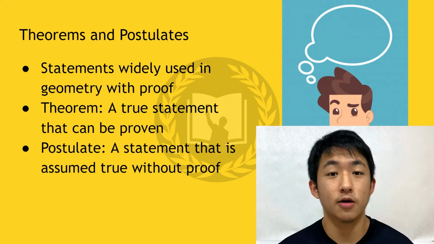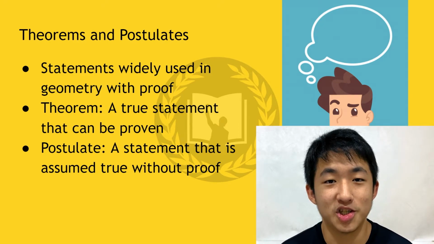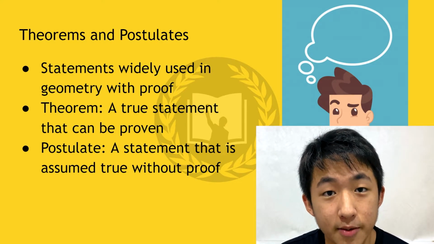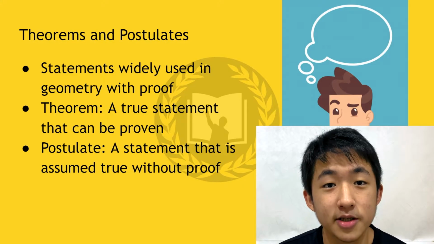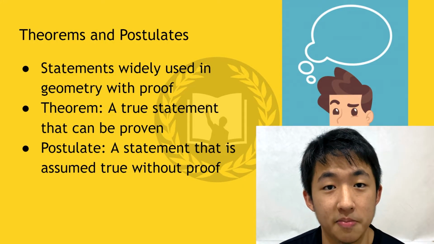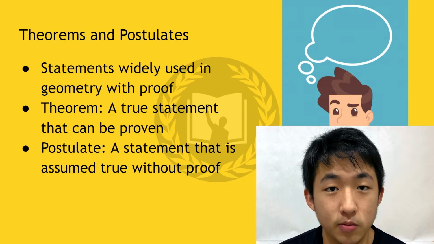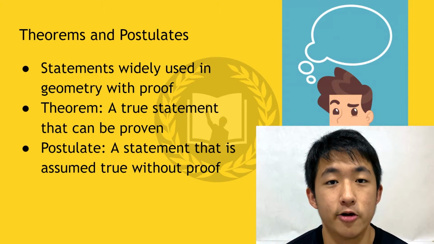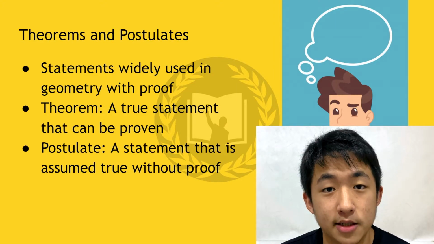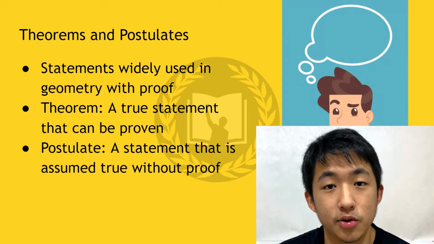Moving on, I'll start by talking about the two main statements that we use in geometry and proof: theorems and postulates. A theorem is a true statement that can be proven, while a postulate is a true statement that is assumed without proof. An example of a postulate is that through any 2 points, there is exactly one line. This fact is assumed to be true and is considered to be intuitive. Theorems, on the other hand, are proven facts.